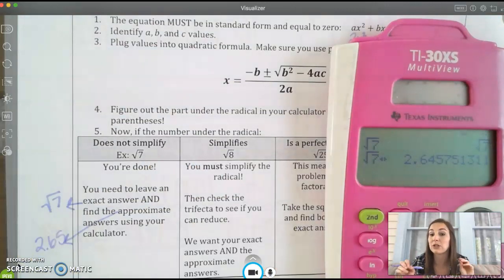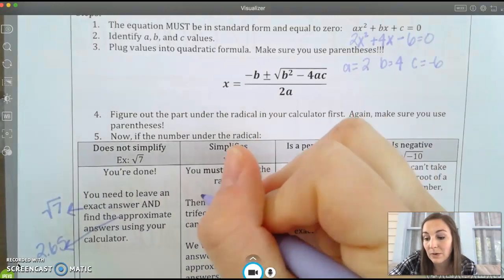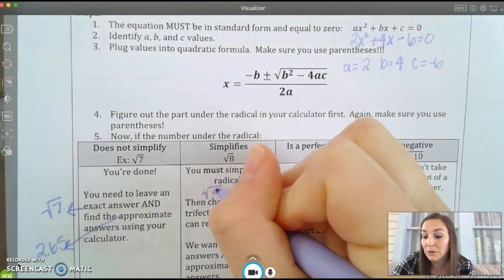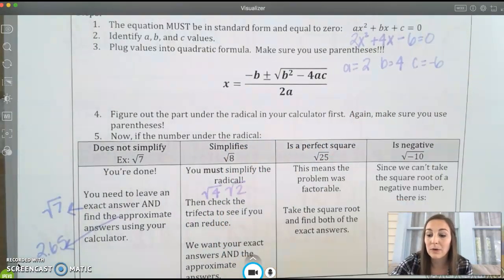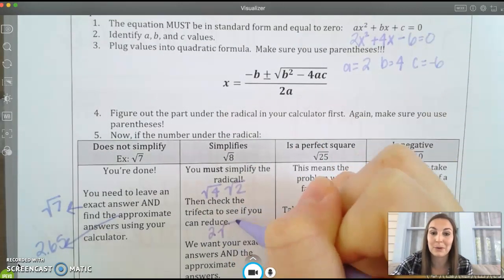So on MyMathLab, make sure you understand which is which and that you round to the proper specifications. So if we have the square root of 8, we must simplify the radical. Because the square root of 8 has a perfect square in it, we can simplify that to the square root of 4 and the square root of 2. And the square root of 4 is 2, and we leave it as 2 square root of 2. So this would be which one?